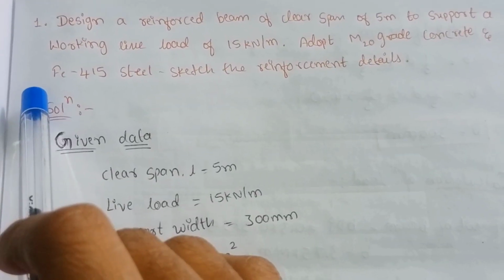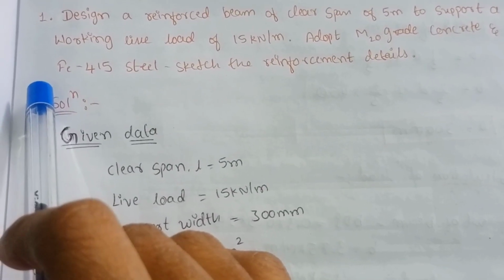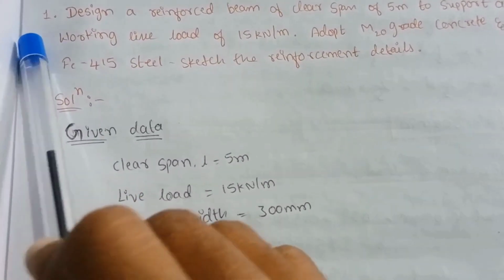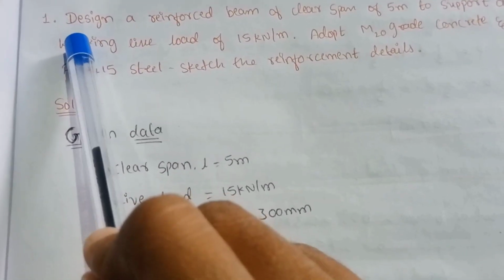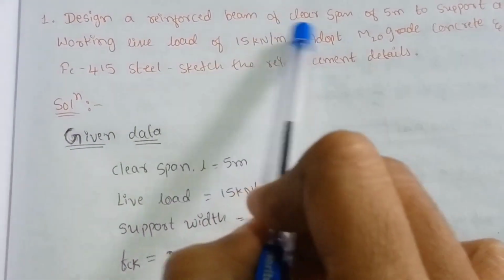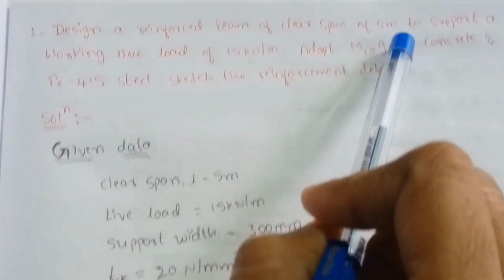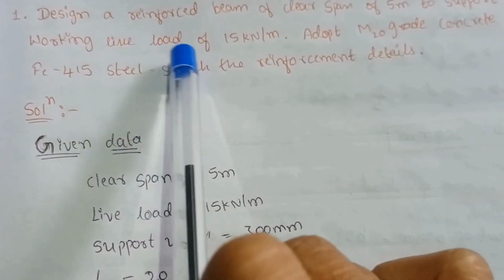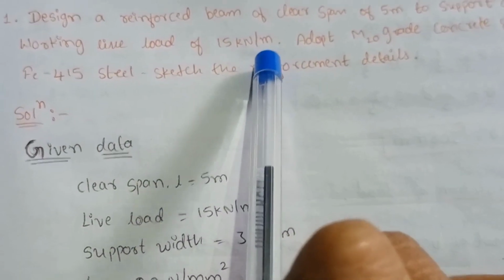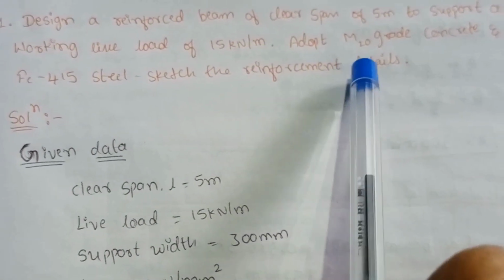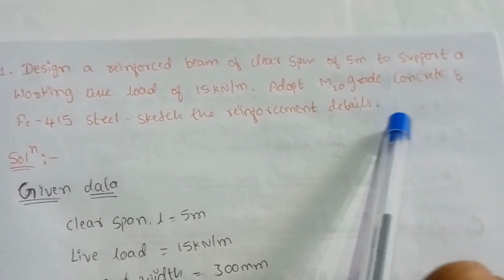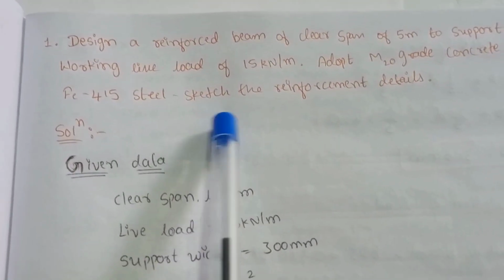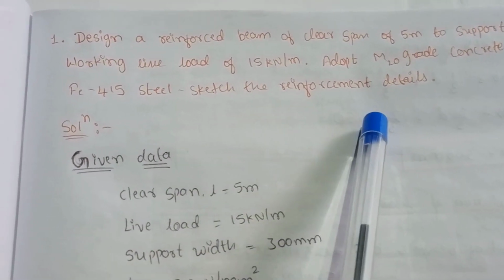In this video, we are going to design the singly reinforced beam by using codal rules. Design a reinforced beam of clear span of 5 meter to support a working live load of 15 kN per meter. Adopt M20 grade concrete and Fe 415 steel and sketch the reinforcement details.